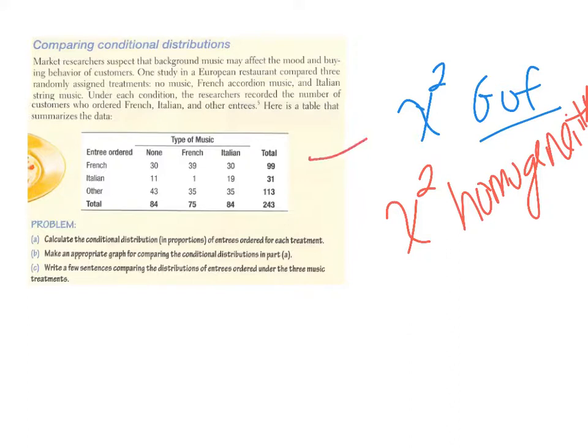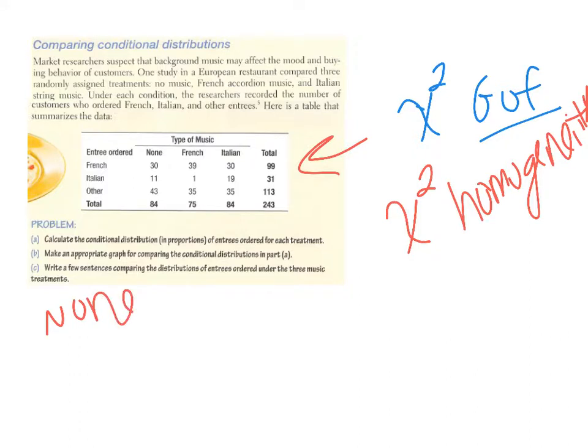So I have my two-way table here. And part A for this particular problem has us looking at the conditional distributions of the entrees ordered for each treatment, with each treatment in this case being the type of music. So the first thing, we'll pick a type of music. So let's go with none.